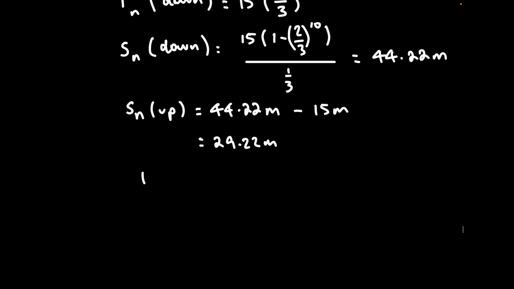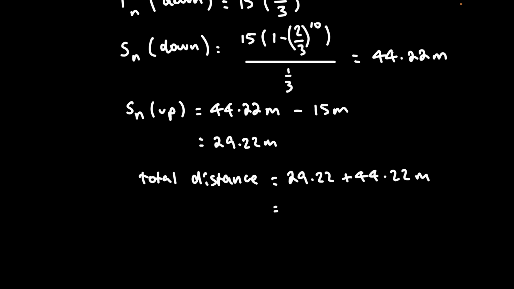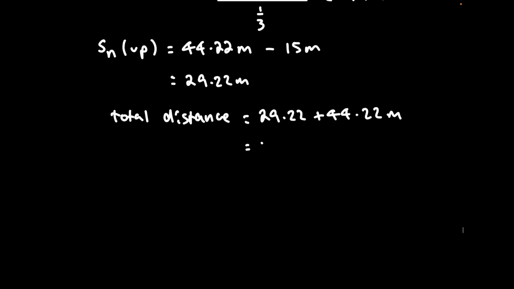So that means the total distance traveled after the ball has hit the ground on the 10th time is going to be 29.22 plus 44.22 meters. And that's simply going to equal 73.44 meters. And that's how you do this question here.